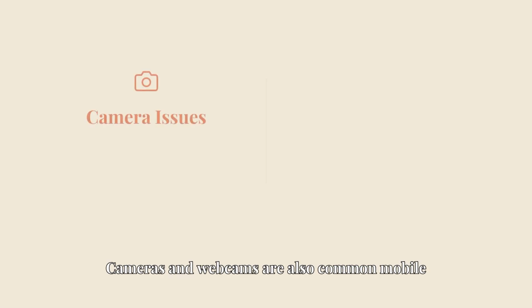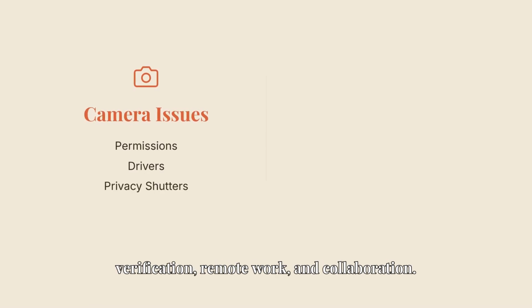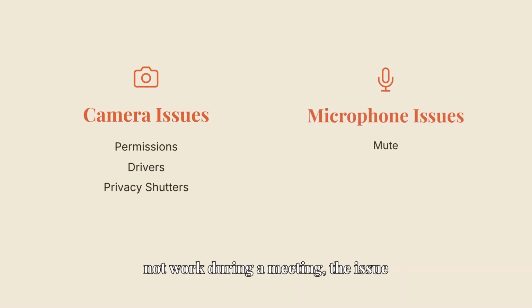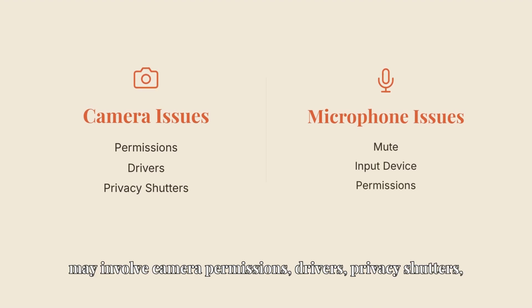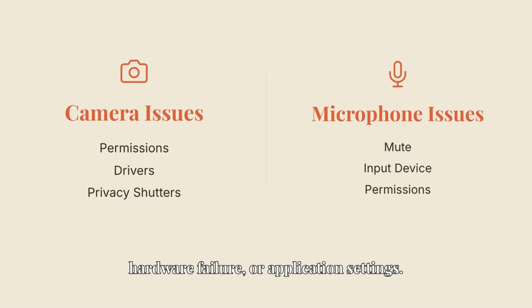Cameras and webcams are also common mobile device components. They are used for video meetings, identity verification, remote work, and collaboration. If a user says their camera does not work during a meeting, the issue may involve camera permissions, drivers, privacy shutters, hardware failure, or application settings.